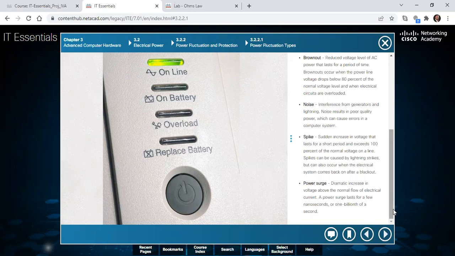Okay? Then we have what we call power surge. Power surge is a dramatic increase in voltage above the normal flow of electricity current. A power surge lasts for a few nanoseconds, or one billionth of a second. That's why most times when you have a socket point, a lot of people like putting a power surge protector in all their lights, because this one happens almost all the time.